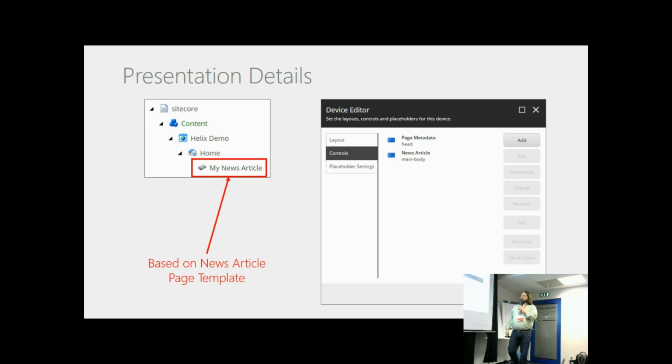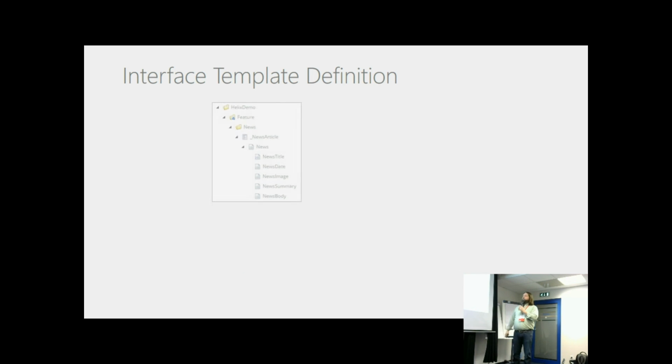And then we look at the presentation details of this. When we actually create the content item in the content tree, we've got my news article. This is based on the news article page template that we just saw. And then we've got the controller renderings. These are coming from, for instance, the news article controller rendering is coming from the news feature. The page metadata is coming from the metadata module, metadata feature. So this is what stitches all of that together.